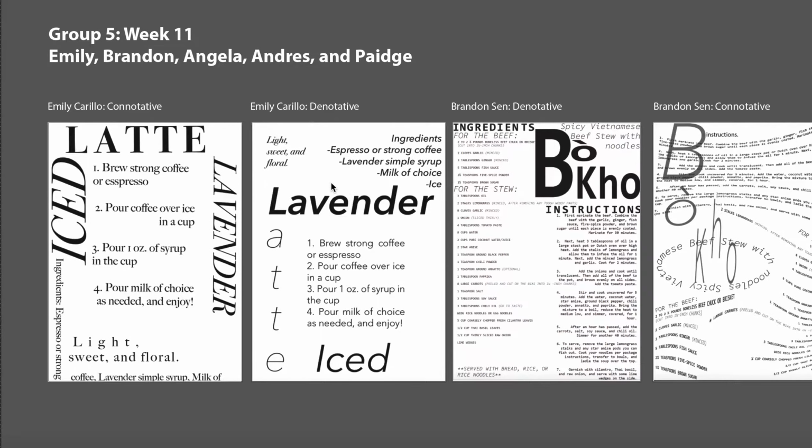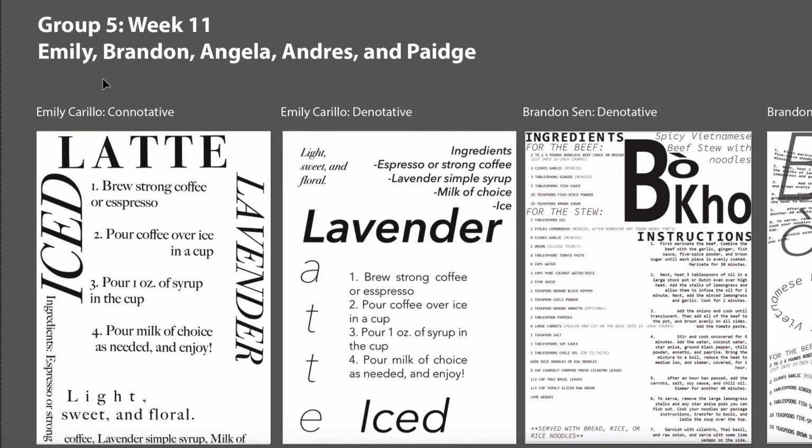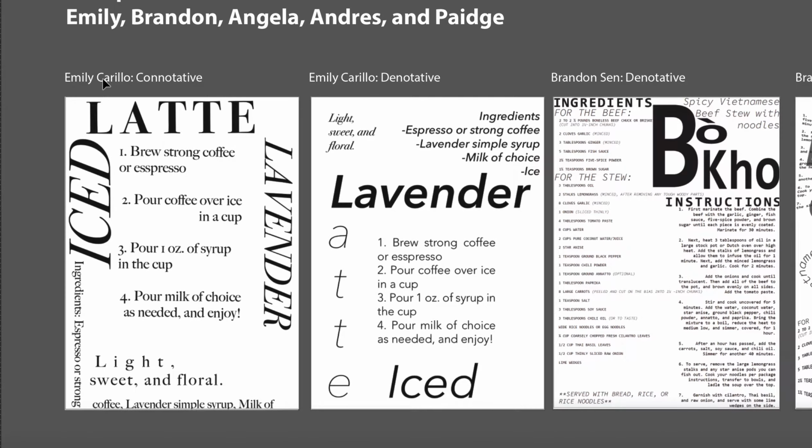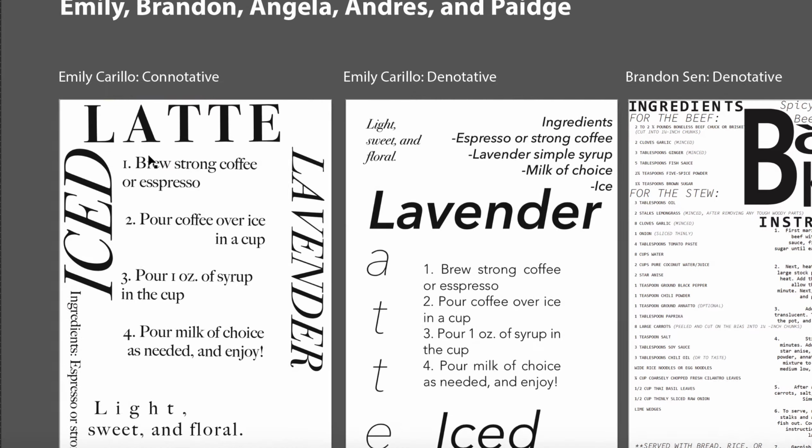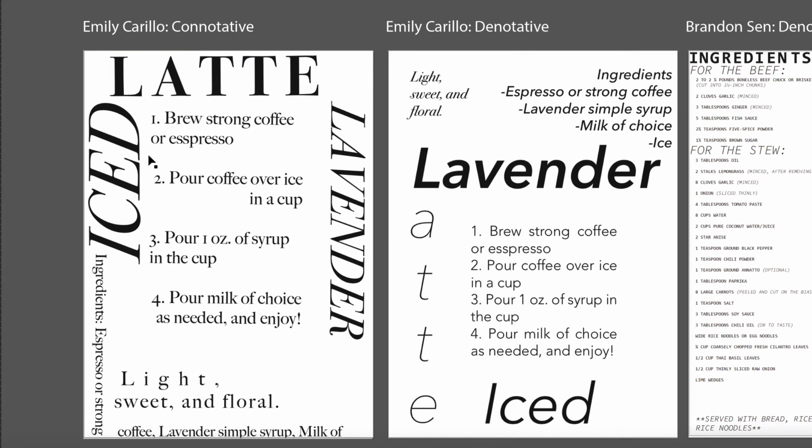Okay, class, so let's go to the final group, which is group 5. So we have Emily, Brandon, Angela, Andreas, and Paige. Okay, so let's start off with Emily's work. So Emily is doing an iced lavender latte, right? So Emily, let's just take a look and see what we can do to improve this.